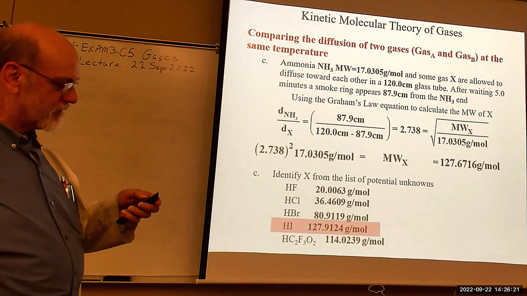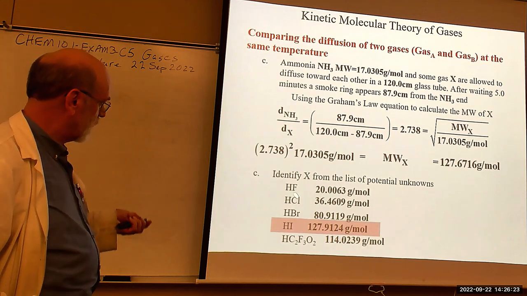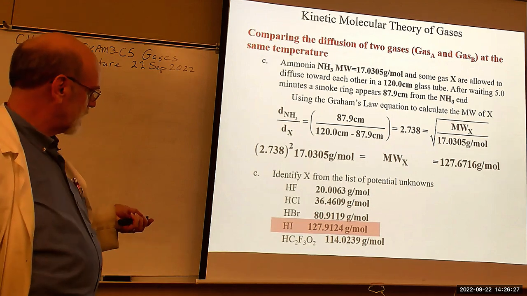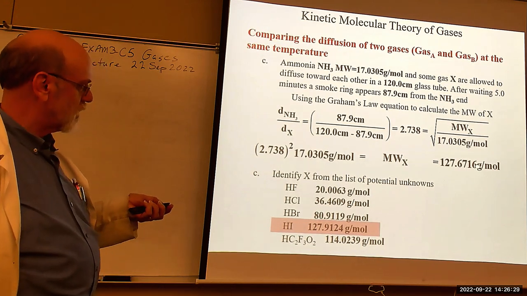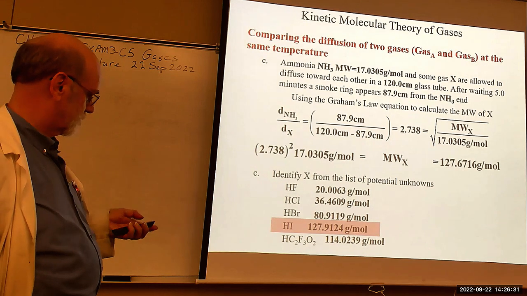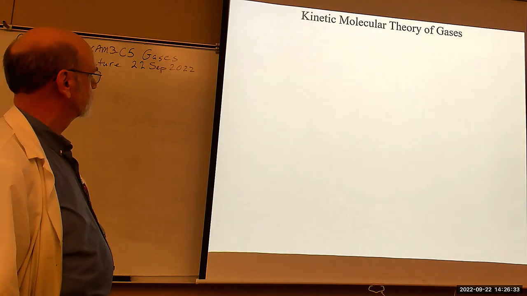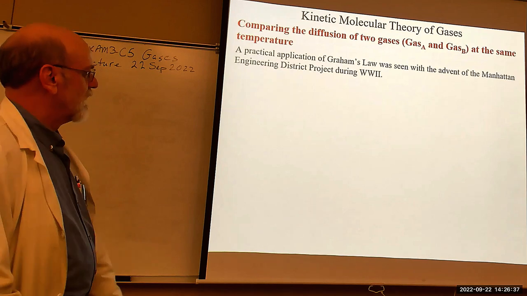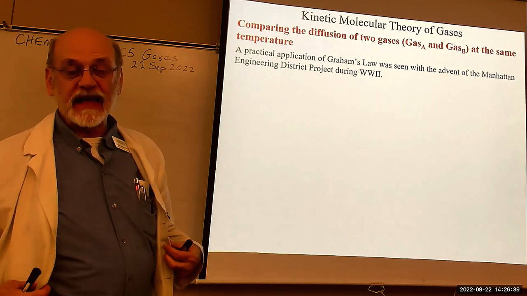So if we have these to choose from, we find that hydrogen iodide is the closest one to our experimental value. Okay, practical application of Graham's law.